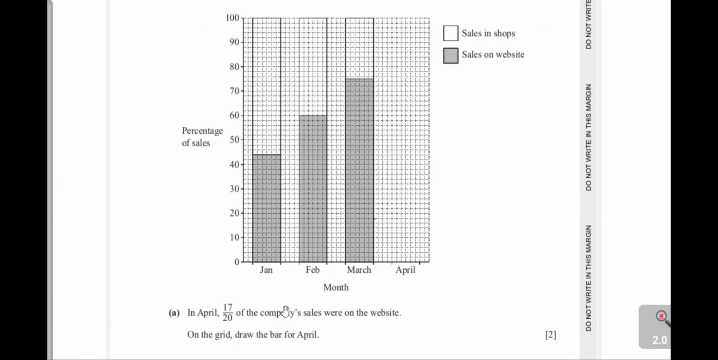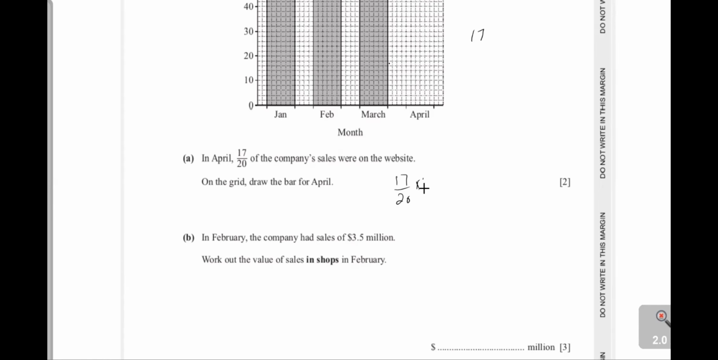Here the sale on the website is 17 out of 20, and we can calculate the percentage on the website. This equals 17 over 20 multiplied by 100, and 20 times 5 is 100, and 17 into 5 is 85. This is 85% sales on the website, and the remaining sales in shops will be 100 minus 85, which is 15% sales in shops.